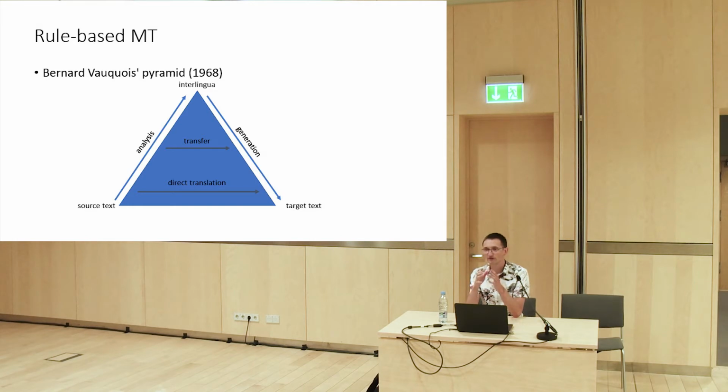If you have 5 languages and you need to create 25 machine translation systems, so that means 25 translation directions. With an interlingua-based machine translation, you would need just 10, because you solve.